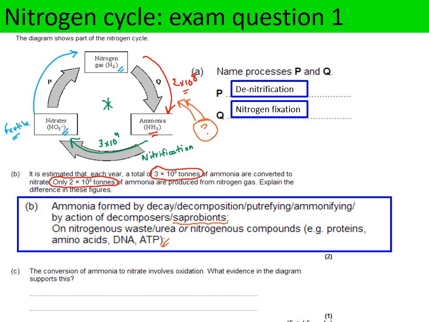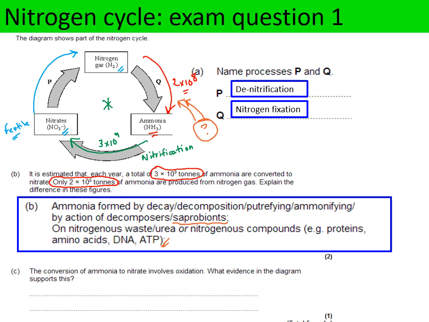Right, the conversion of ammonia, question C, to nitrate involves oxidation. So we know nitrification is the conversion of ammonia to nitrites and nitrites to nitrates. What evidence in the diagram supports this statement? So why is NH3 oxidized to NO3-?